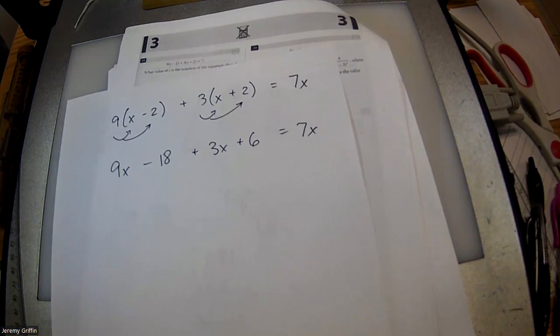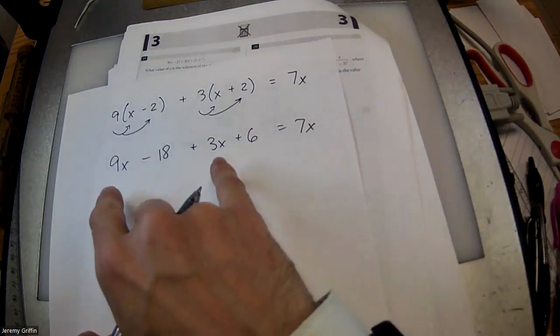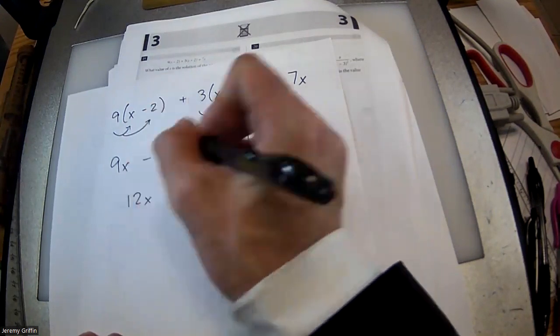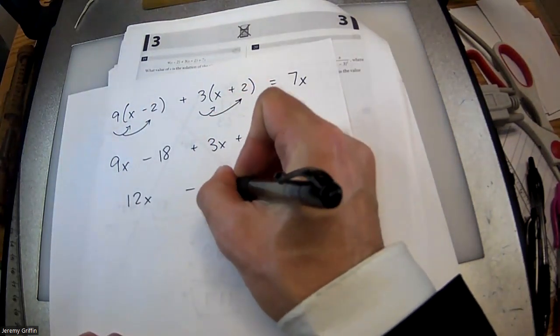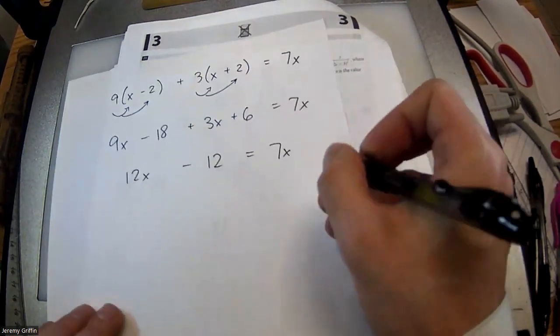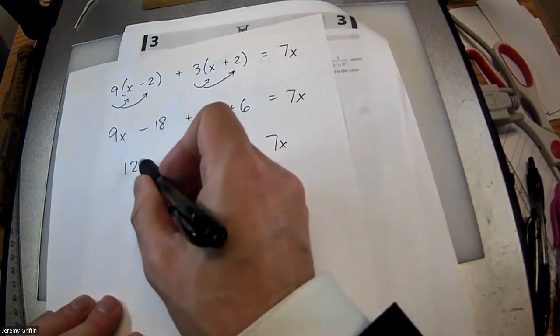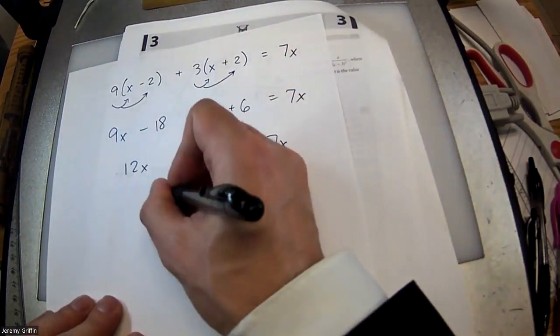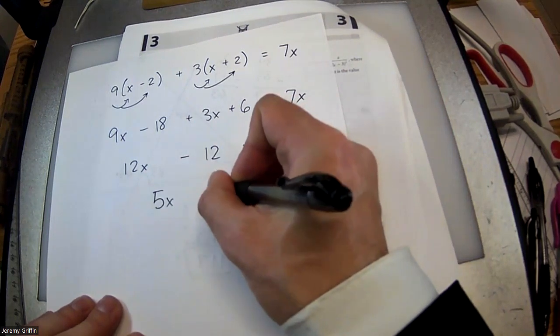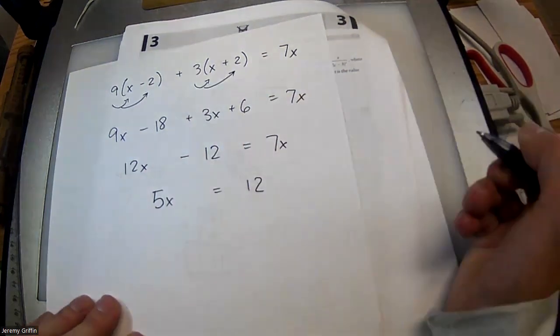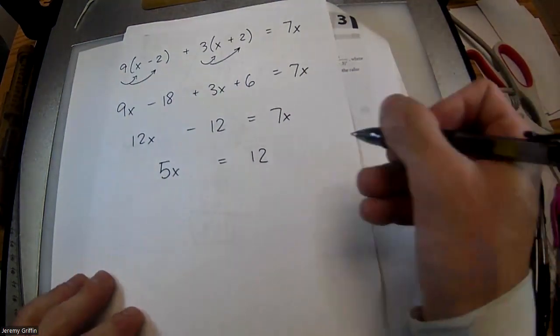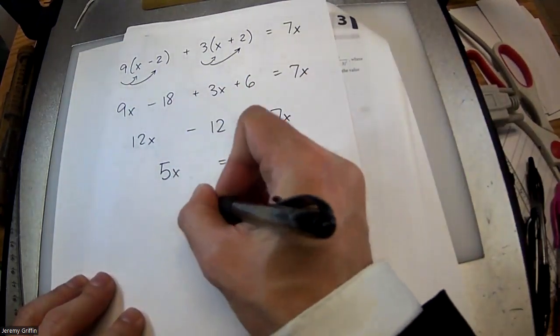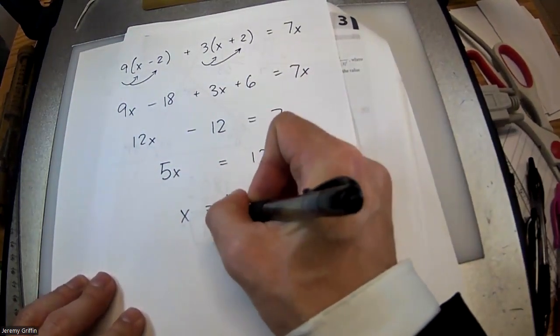Okay, and then pull the x's together, I got 12x, and then the constants, I got minus 12. That's 7x. Okay. Subtract this 7x over, add this 12 over. That'd be 5x over here, and I got 12 over here. Right? We're good. Okay. Divide both sides by 5. 12 over 5. All right.